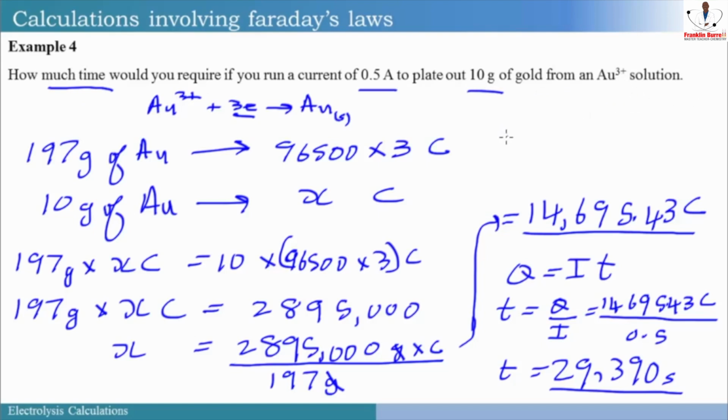Let's look at some more examples. I hope by now you are getting the idea that anytime you are to use the quantity of electricity, you must know the number of electrons liberated. And notice we always use the mass of 1 mole of the substance. Let's continue.